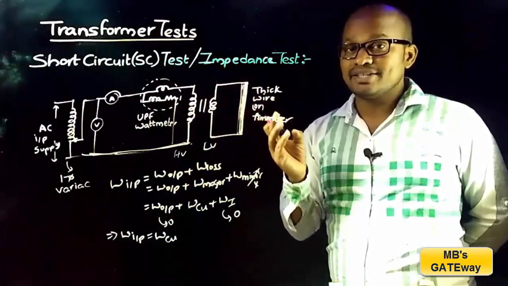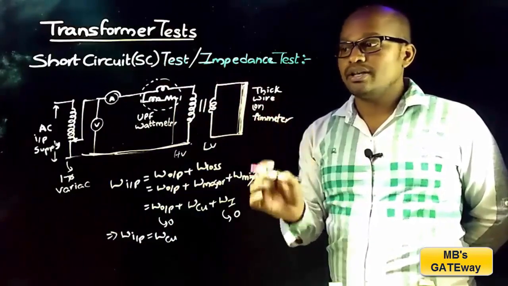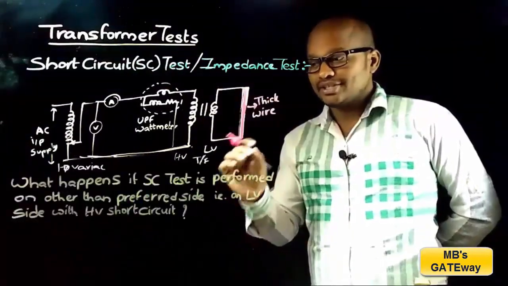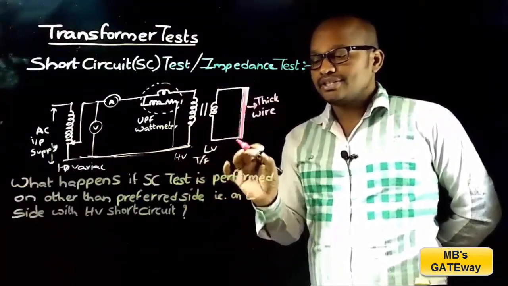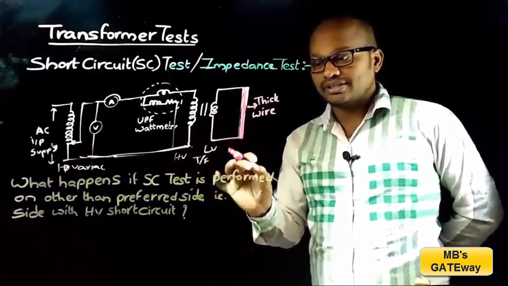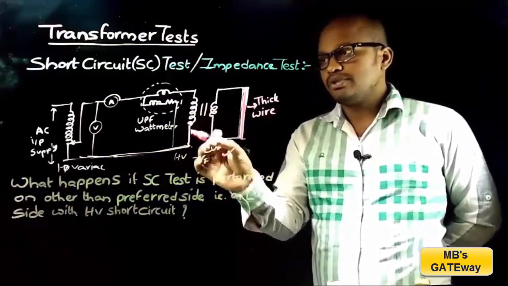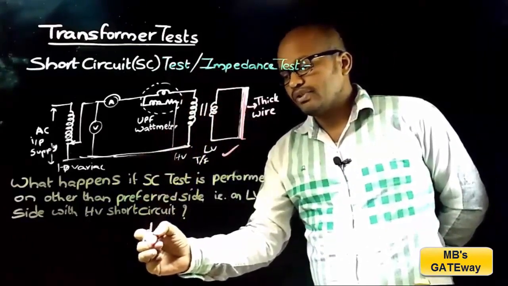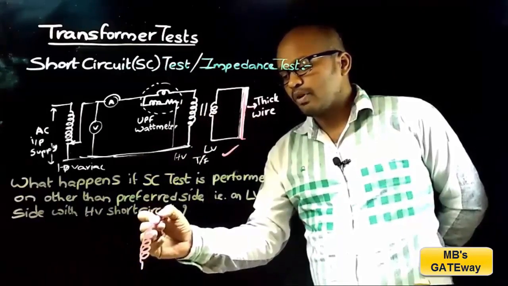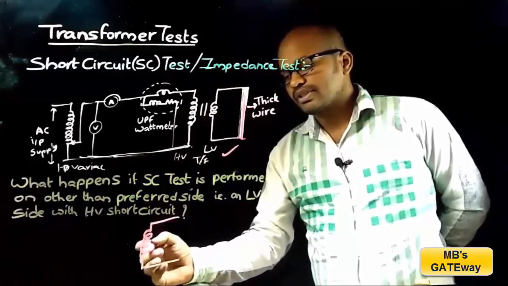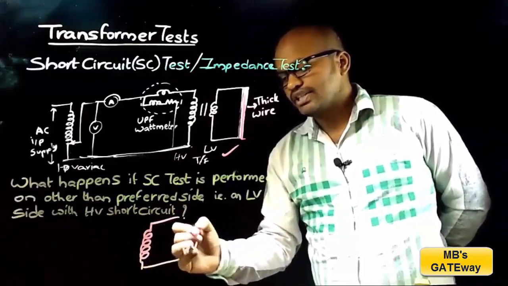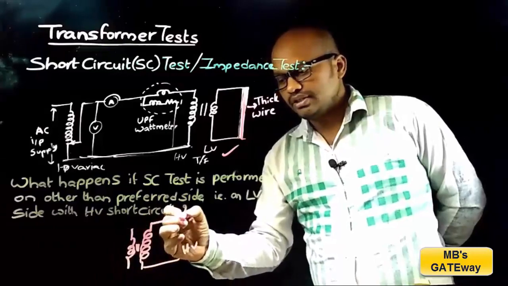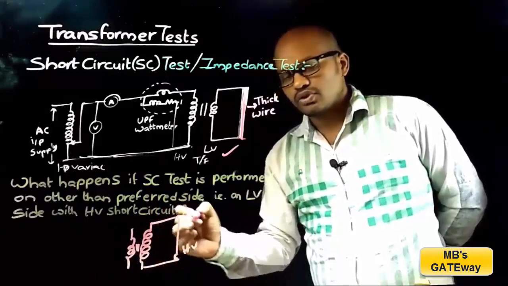This is how the series branch elements R01 and X01 and copper loss of the transformer are found from short circuit test. Now let's discuss what happens if SC test is performed on other than the preferred side. This is the preferred side of the transformer at which the short circuit test is to be performed. And now we are discussing what happens if the short circuit test is performed on other than the preferred side. That is, if the test is performed on LV side with HV side short circuit.